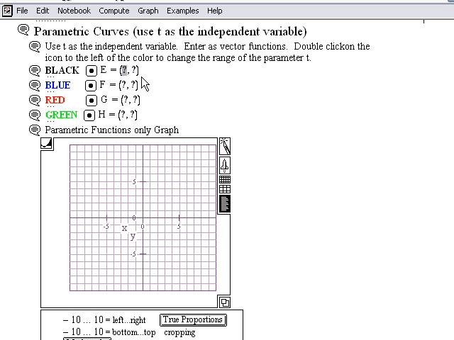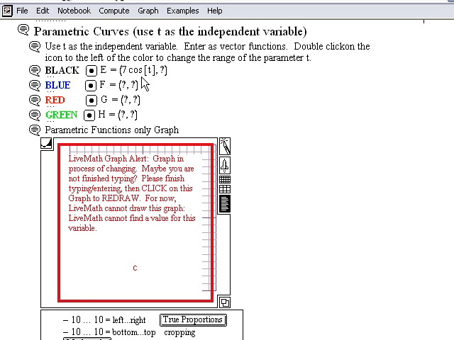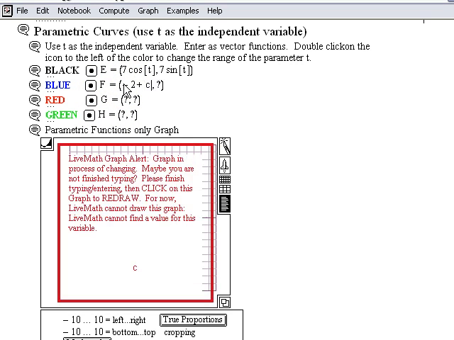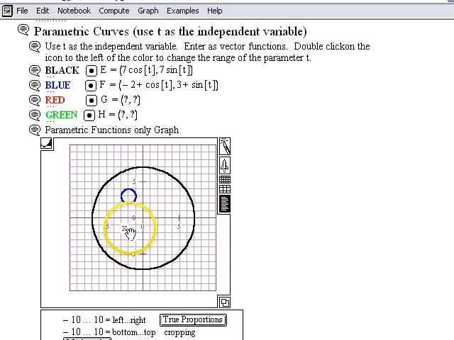I wanted 7 cosine t for x and 7 sine t for y. Let me click on that and see. All right, so there's the outline of my face, right? Then I need the left eye, which we said was -2 plus cosine t, comma 3 plus sine t. There's the left eye drawn in blue, apparently.